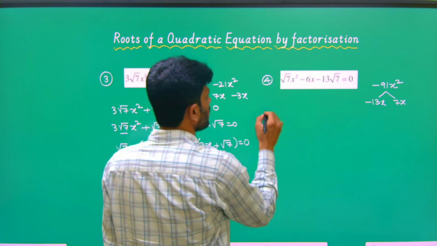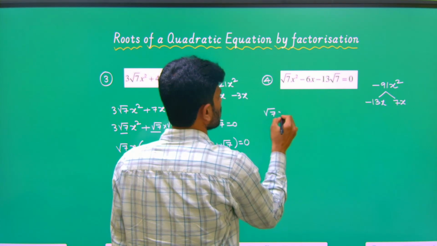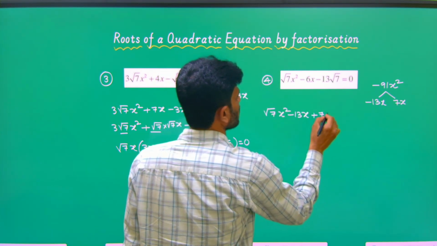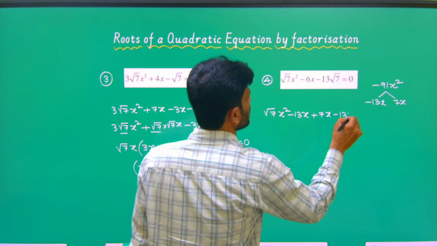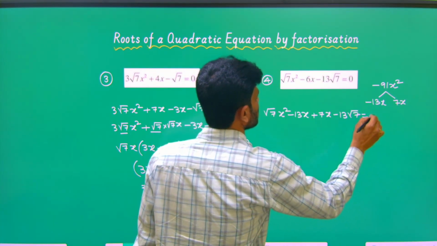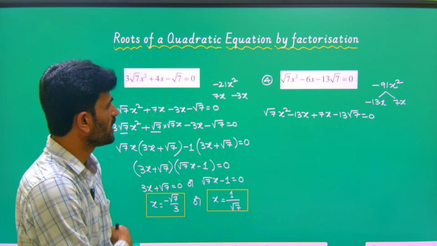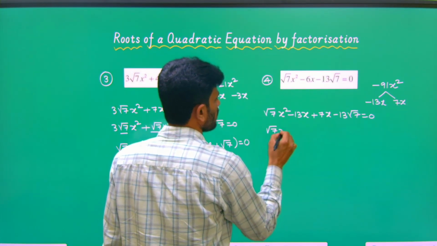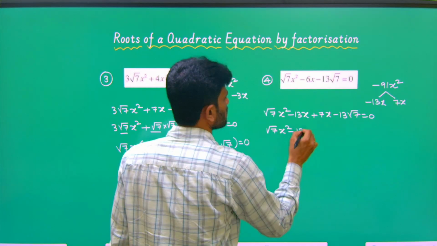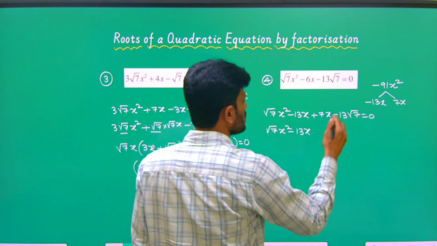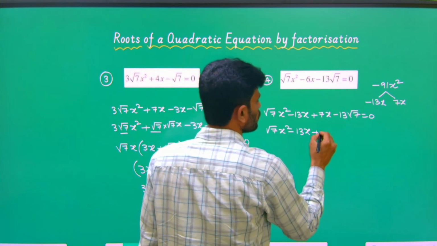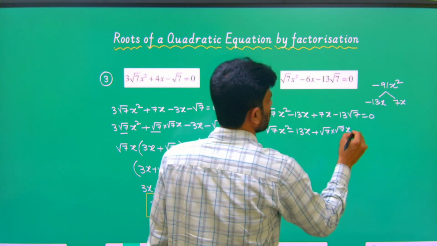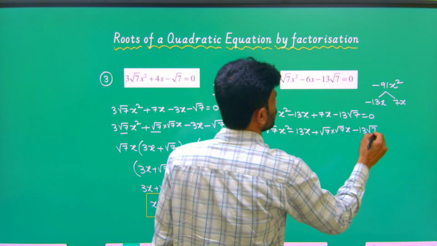So here we get root 7x square minus 13x plus 7x minus 13 root 7 is equal to 0. Now here again, how should we write it? This is as it is, root 7x square minus 13x. We do not have anything common, but in these two, this 7 we should write as root 7 into root 7x minus 13 root 7 is equal to 0.